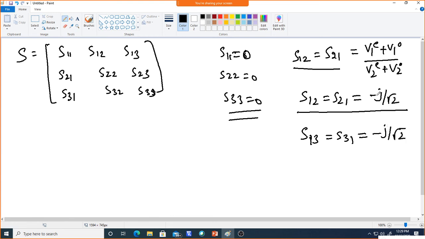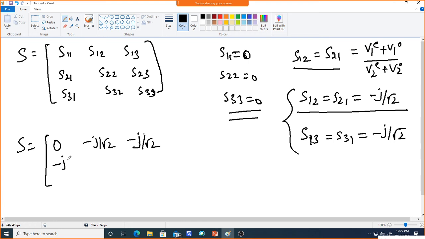And similarly S13 equals S31, so this is also the same as this one. Since the power is delivered between port 2 and port 3 equally, whatever other values there are will become equal to 0. If you substitute the S matrix here, this is 0, S12 is minus J by root 2, S13 is minus J by root 2, and this one again minus J by root 2, and this is 0. Since S23 is isolated, the output ports are isolated, is it not?